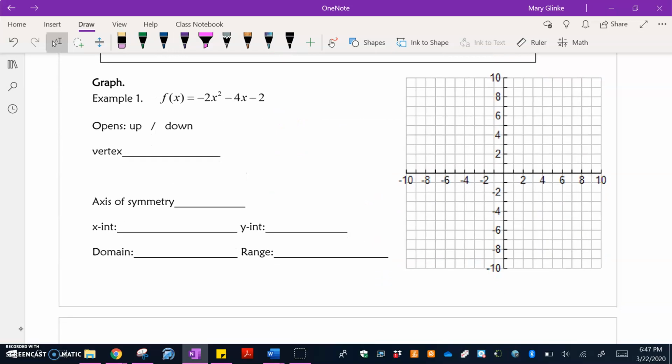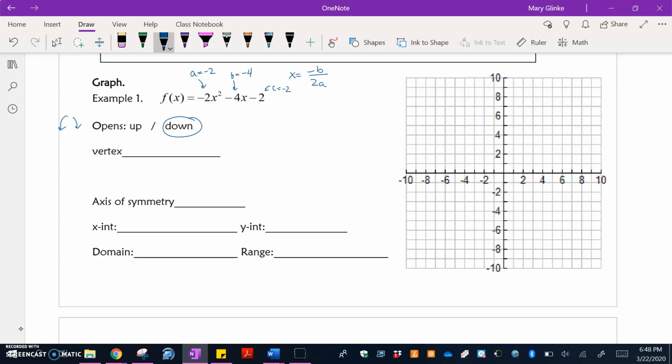Our first example here has f of x given to us. So the formula that we have to remember to find our vertex is x equals negative b over 2a. In this equation, our a value is negative 2. And right away we can say, hey, since a is negative 2, my graph is going to open down. If it's negative, your graph is going to open downward and be U-shaped but reflected over. My b value, in front of the x term, is negative 4. And my c value is the constant at the end without any x's, that's negative 2.